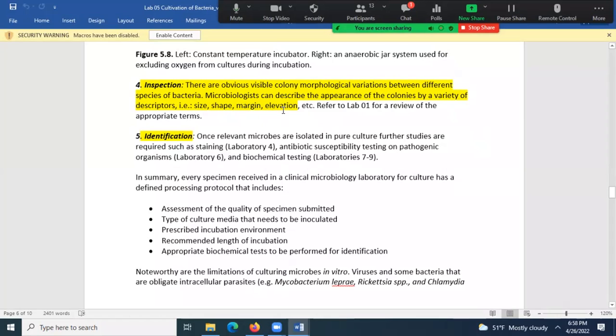You can then start isolating the culture and identifying it by making various descriptors about the colonies: colony size, shape, margin, elevation. We'll talk to that. You can refer to Lab 01 for a review of that. You cannot identify it just from that, but you can then identify it by running tests on the bacteria.